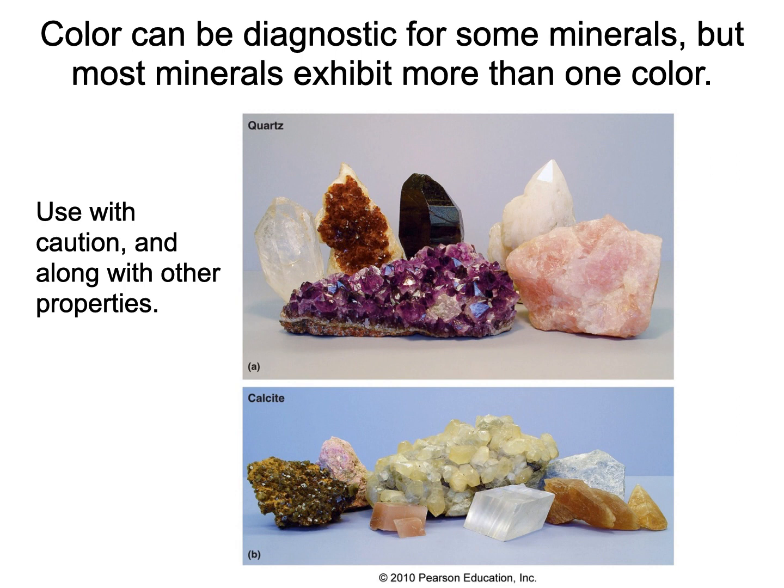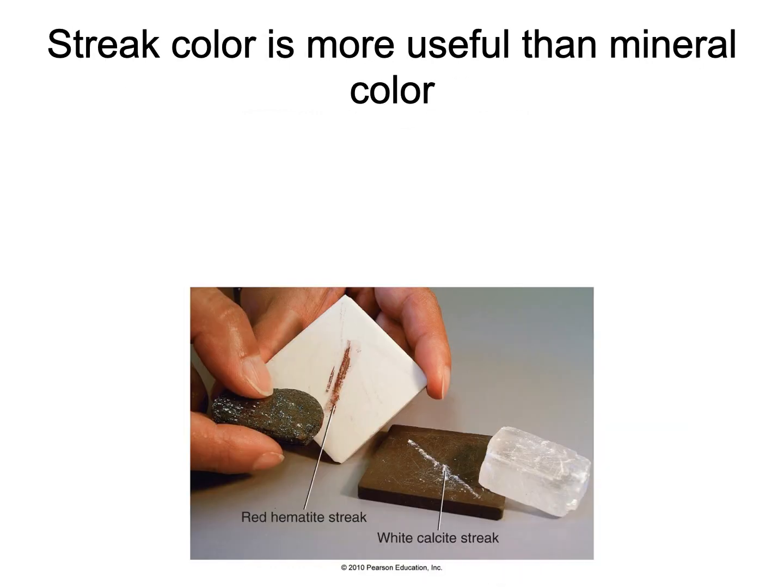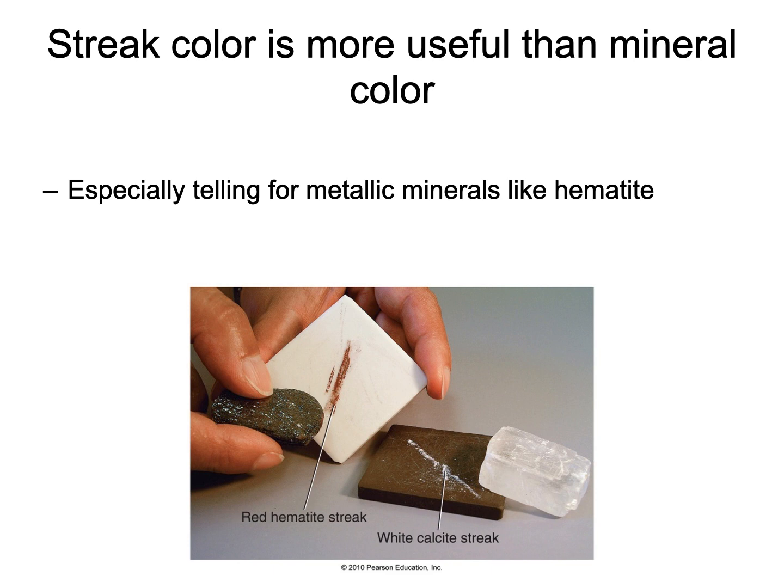You'll find out that color or mineral color can be diagnostic for some minerals, but most minerals exhibit more than one color. So the best advice I can give you is use it with caution along with other properties. Streak color, that is the color of the powdered mineral when you rub it back and forth across a hard ceramic or porcelain streak plate, is going to be more useful than the mineral color itself. It's especially useful for metallic minerals like hematite. It can be a really different color of the streak than from the appearance of the mineral.